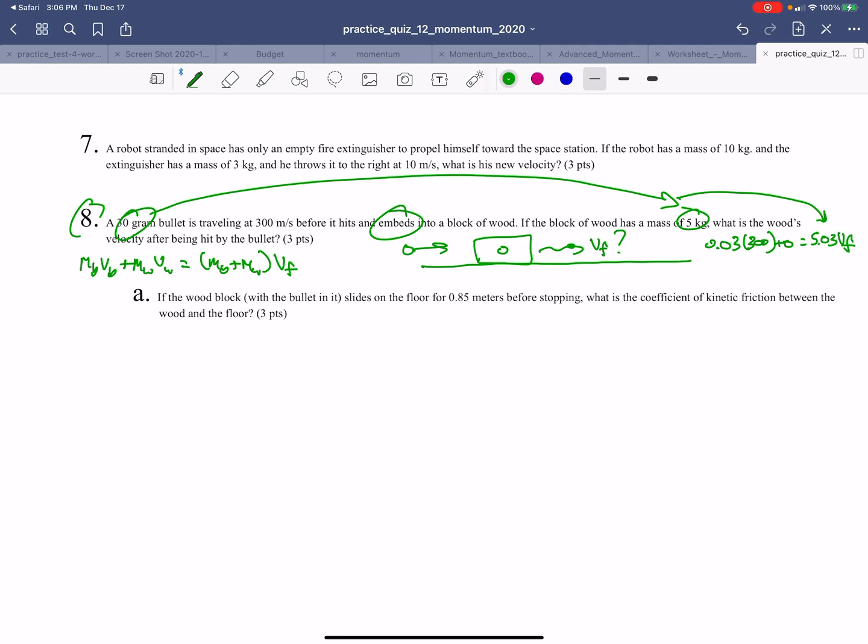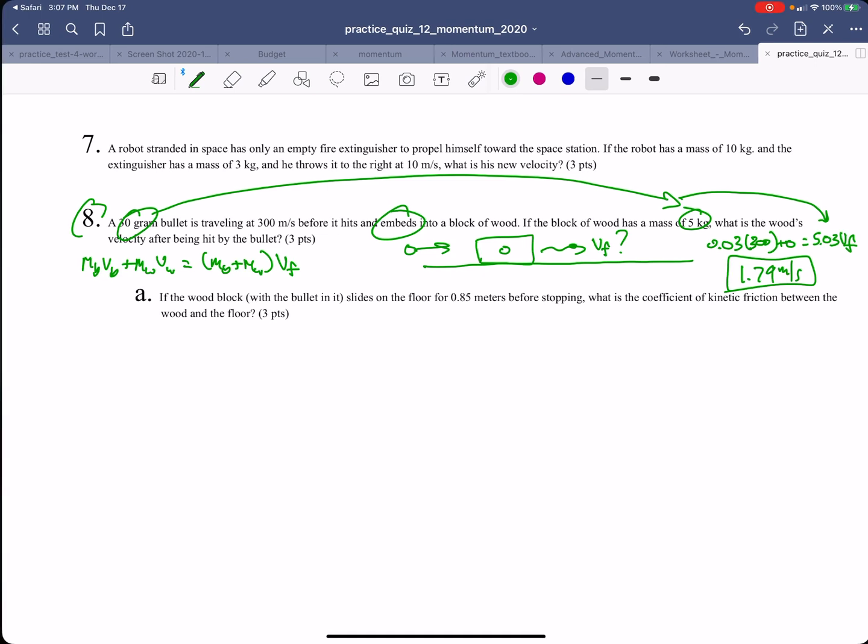So now if we want to solve for vf, it's going to be 300 times 0.03, and we're going to divide that by 5.03, and we get 1.79. Okay. So that's how we'll do the first part.